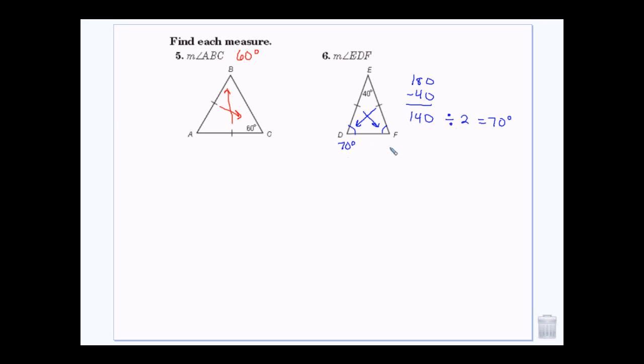Wait, what? Well, because I have this angle, right? And the whole triangle is 180. So I take the 40 out, and that leaves me 140 between the two angles. Oh, okay, so you divide it by 2. And divide it by 2.